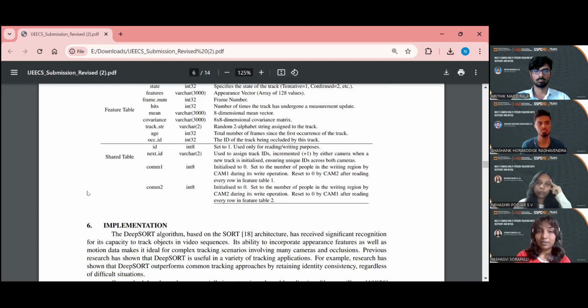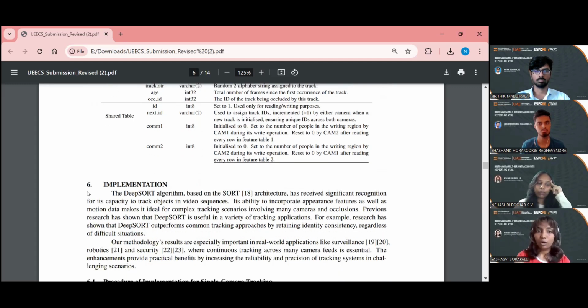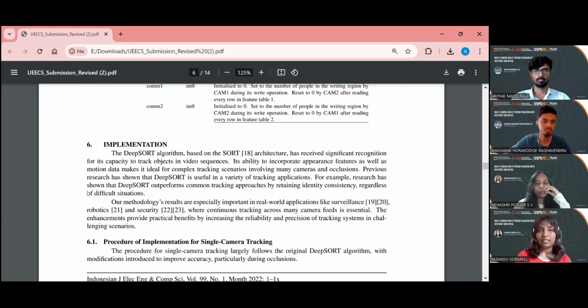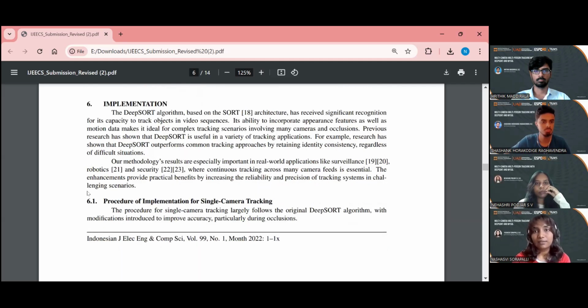Now, the shared table has a normal index and the next track ID which should be assigned. And it also has communication flags, which is basically used to identify that, okay, a camera has data which is unread from its feature table. Now, moving on, Shashank will continue.